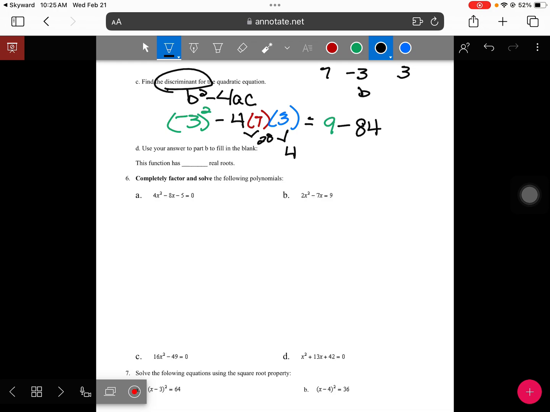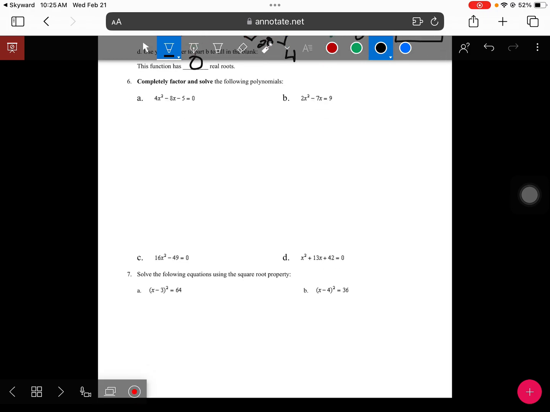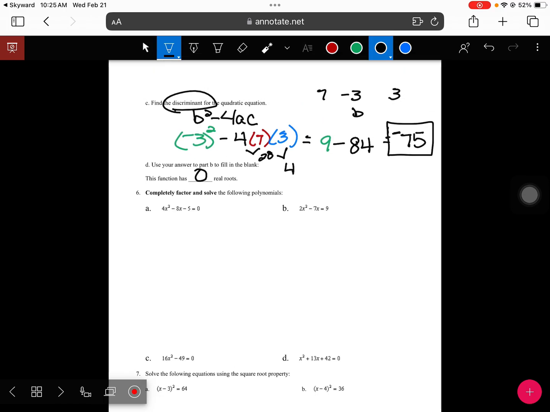9 minus 84 is going to be what, 75? Negative, yes, thank you. -75. That is a negative value for my discriminant. So how many real roots am I going to have? 0. 0 real roots. Questions about those?